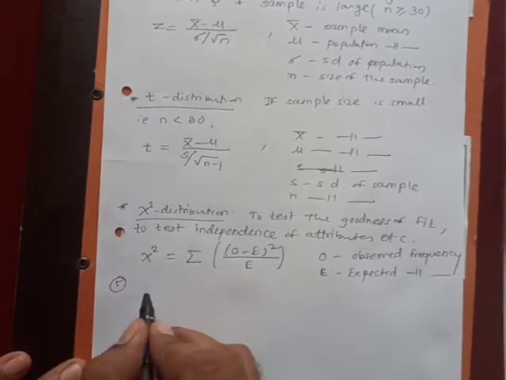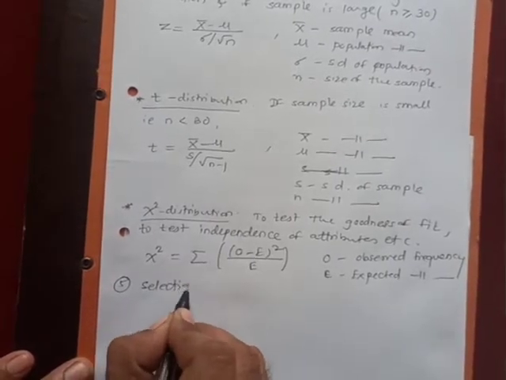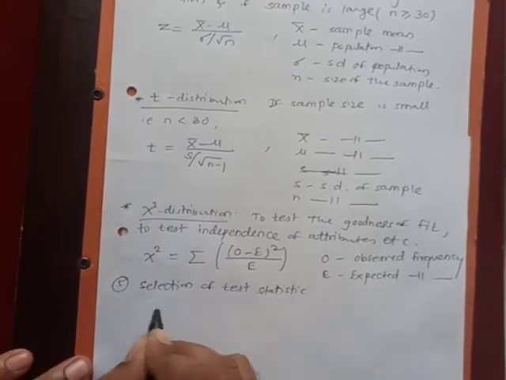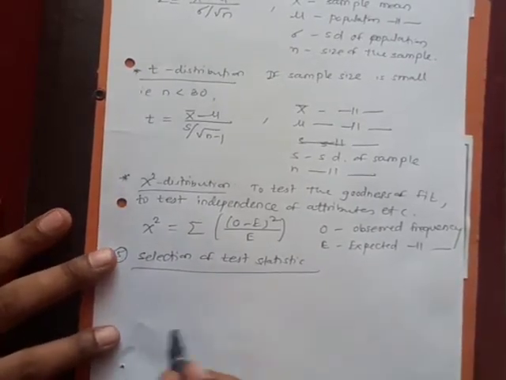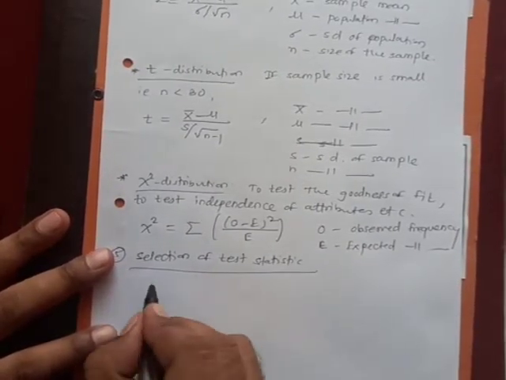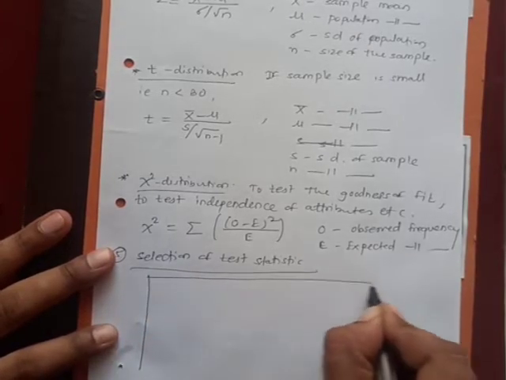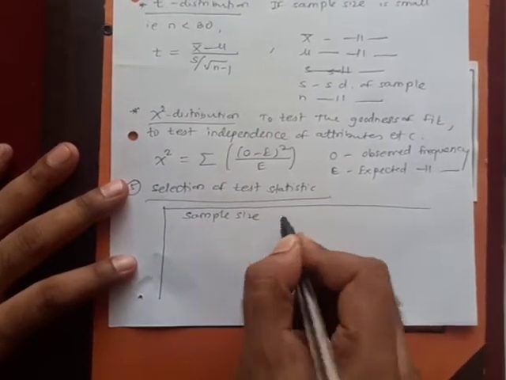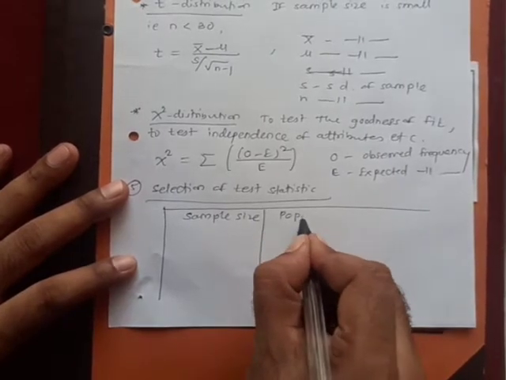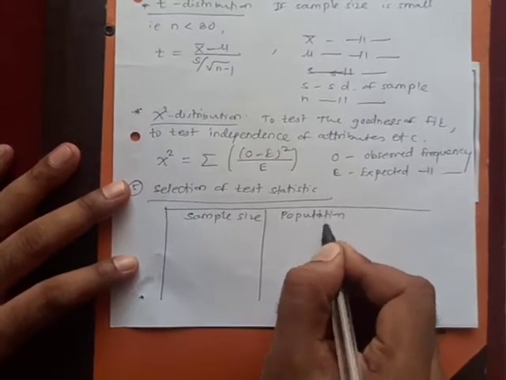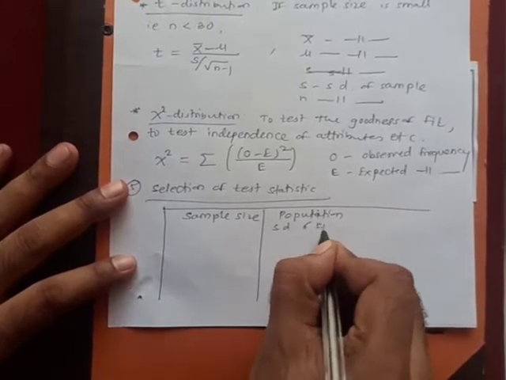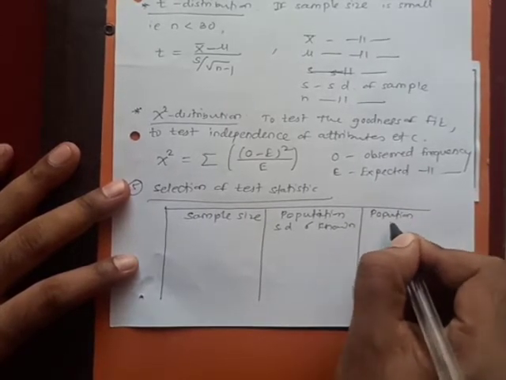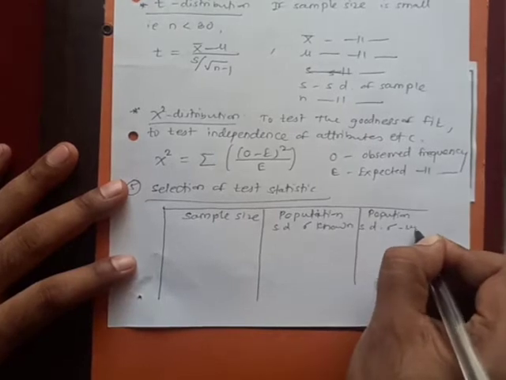Next concept is selection of test statistic. Now this concept is more clearly and simply given by this table. This table says that this is sample size, then next is population standard deviation, sigma known, second is population standard deviation, sigma unknown.